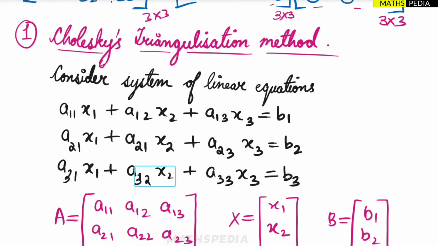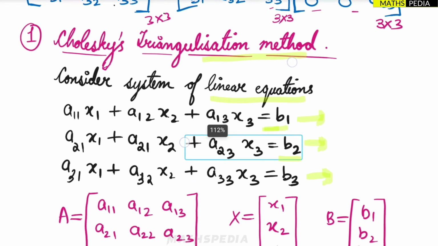So starting with Cholesky's triangulation method, we are considering a linear system of 3 cross 3. That's why I'm considering the first equation, second equation and third equation. Three equations I am considering here. Always remember the constants should be on the right hand side, the RHS side.